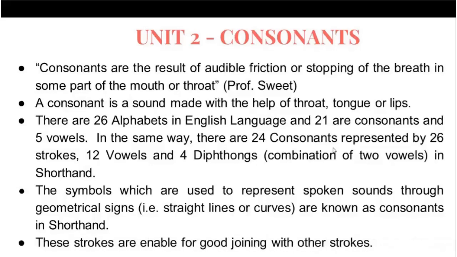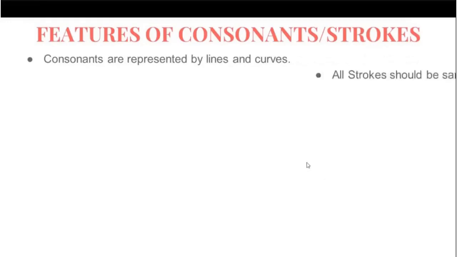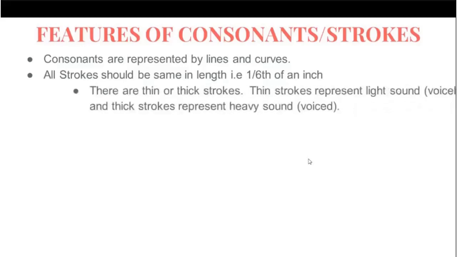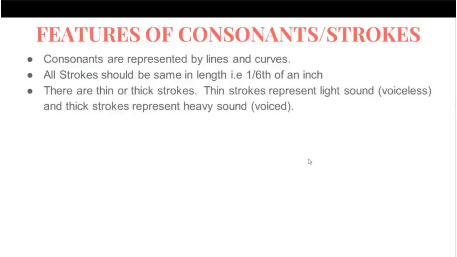These strokes are suitable for good joining with other strokes. A consonant is also called a stroke. It was already explained that consonants are represented by lines and curves. Our strokes should be the same in length, that is 1/6 of an inch. There are thin or thick strokes. Thin strokes represent light sound, that is voiceless, and thick strokes represent heavy sound.